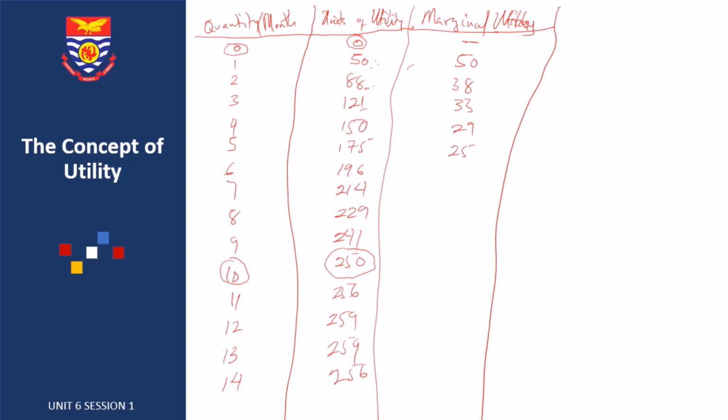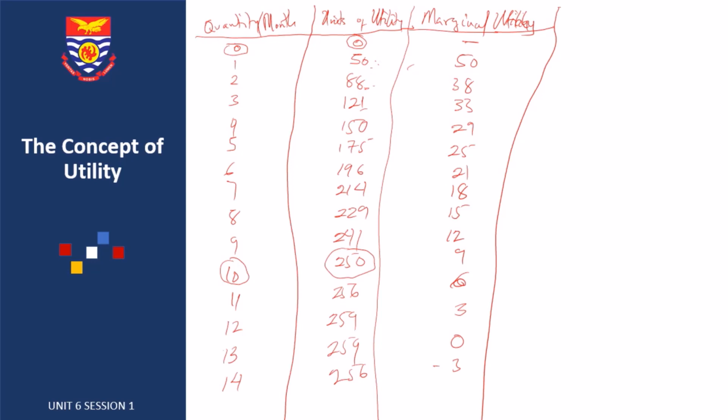Then here will be 25, then 21. I'll have here 18, here 15, 12, here 9, here 6, here 3, here 0, and here minus 3.